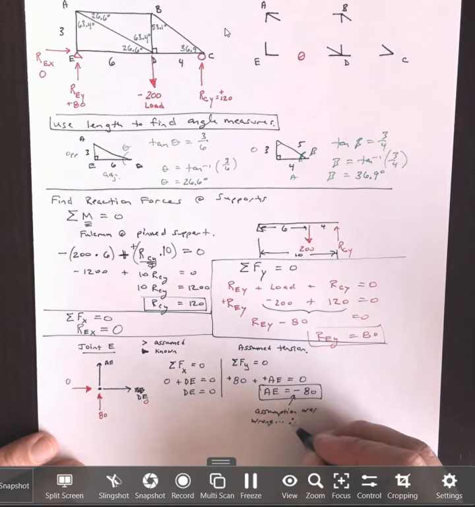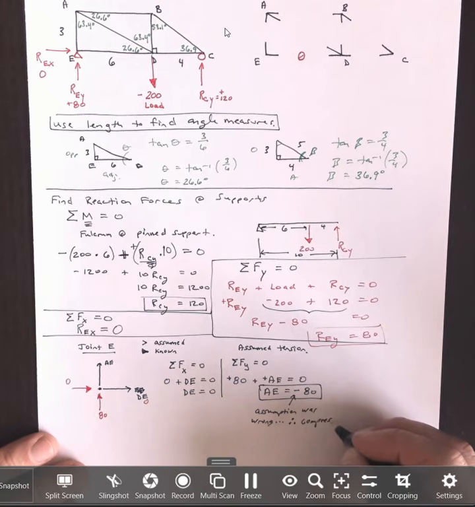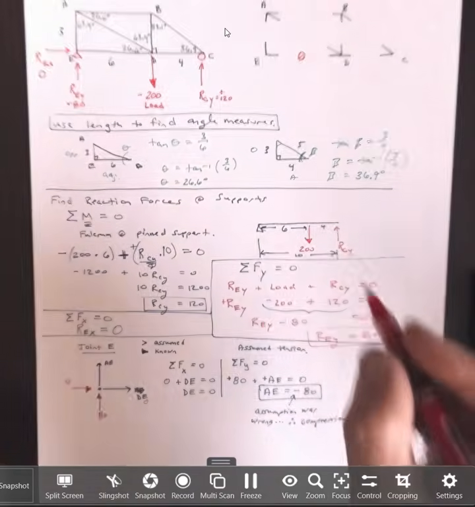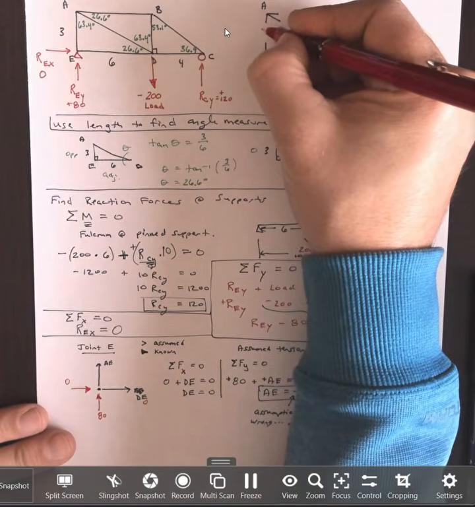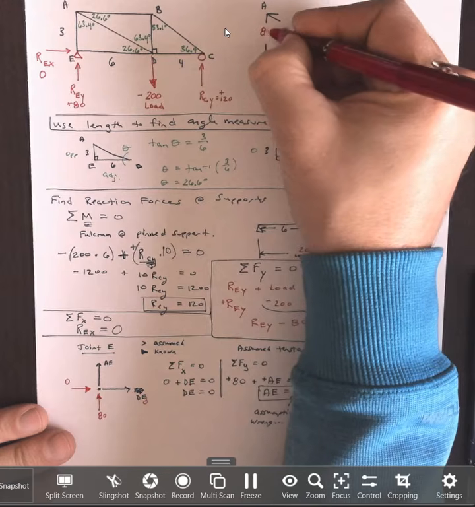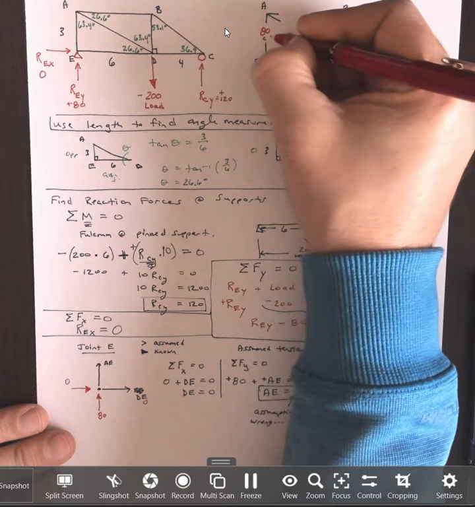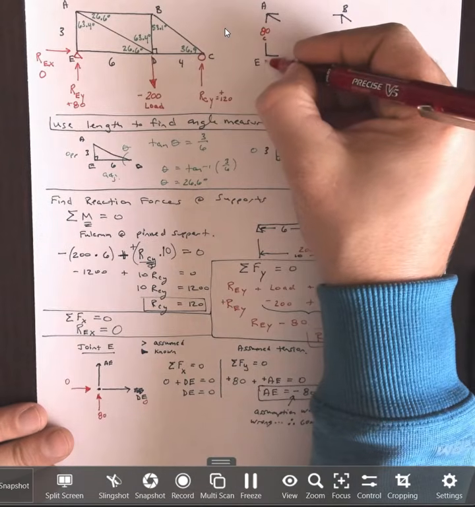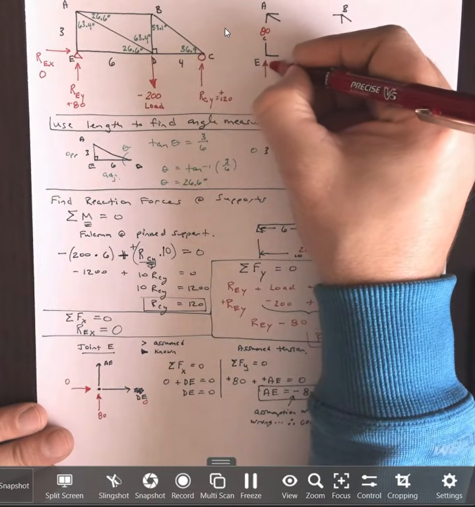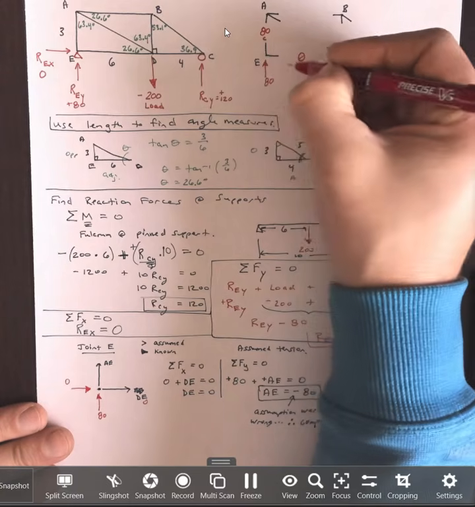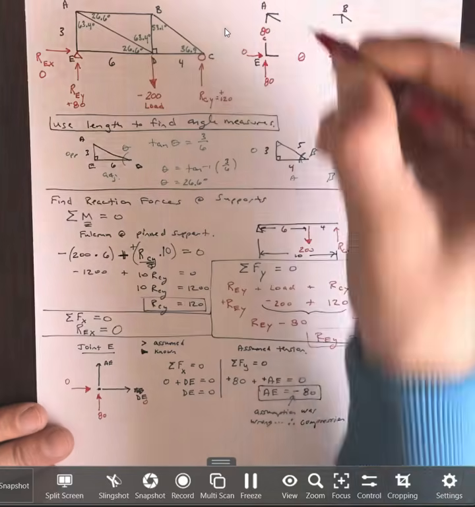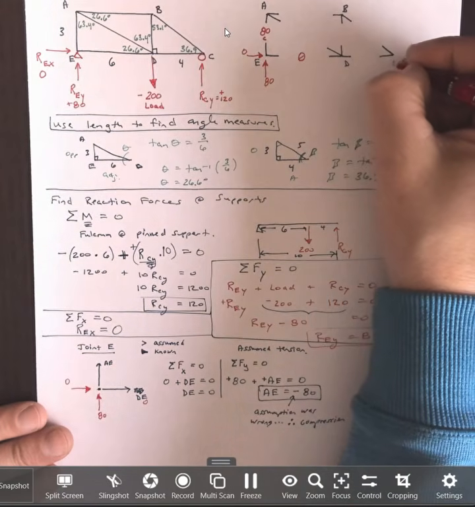So, therefore, compression. So I have 80 with a little c for compression. And I'm going to go ahead and put 80 here as my reaction force and 0 here. And I should put the 120 here.